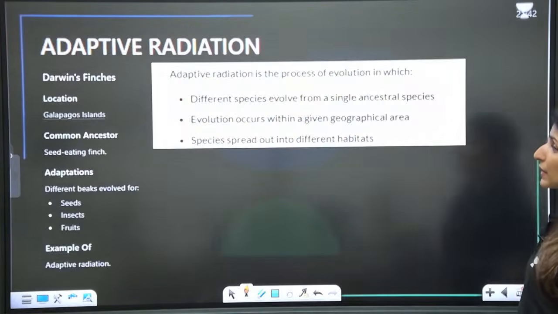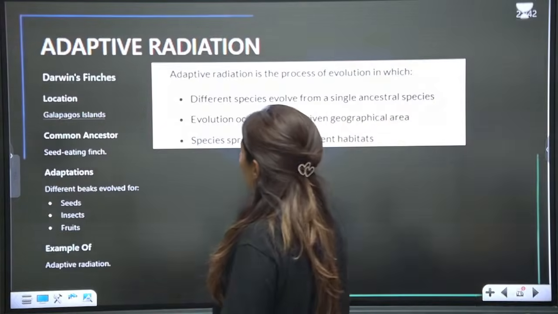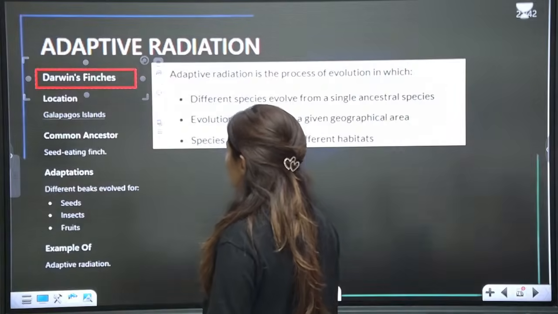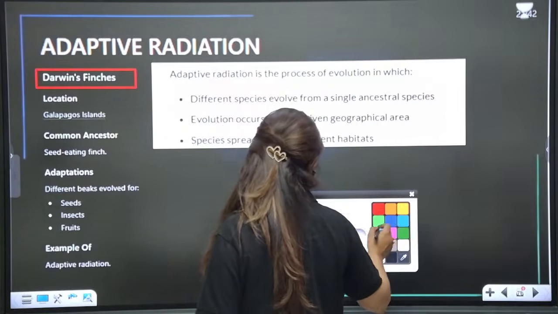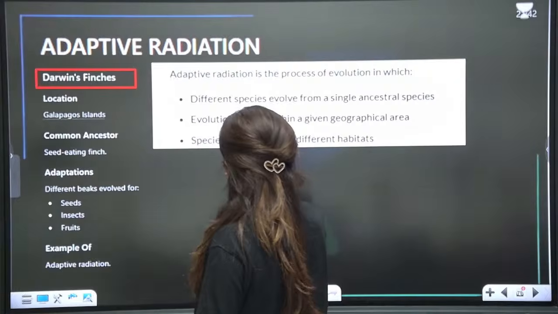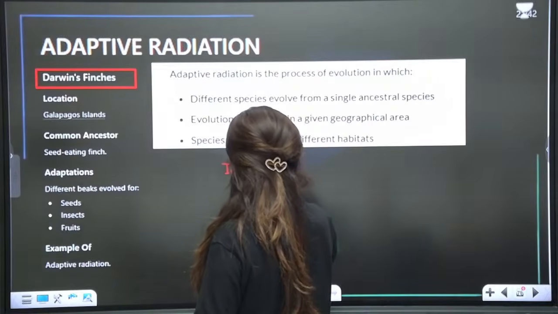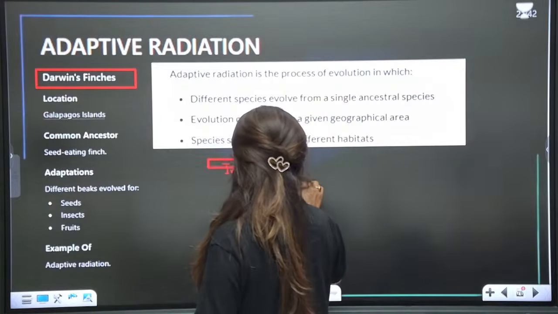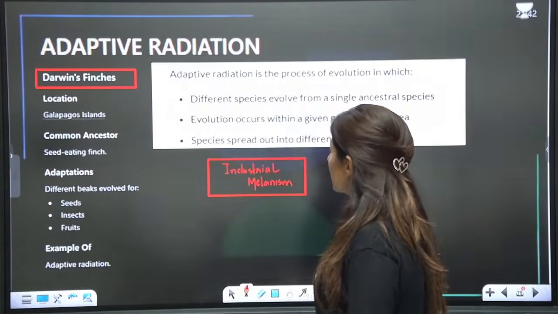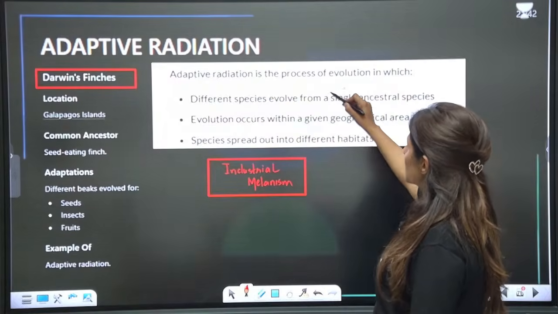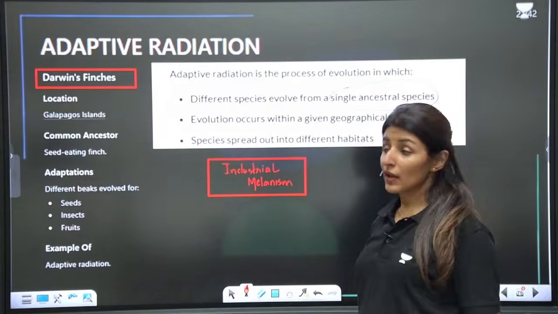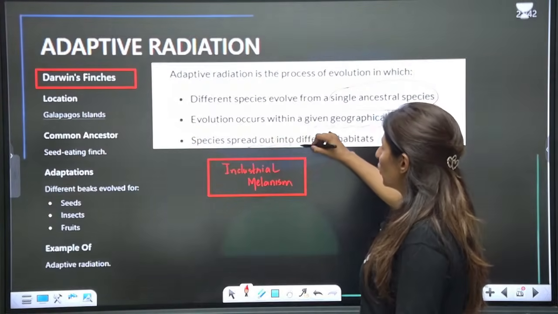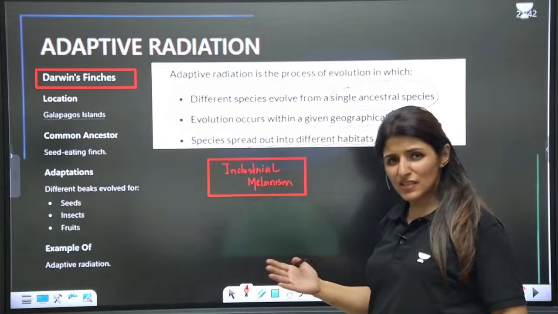Please tell me these points are clear. Right? Then moving on to adaptive radiation, Darwin's finches is one example. Next case is industrial melanism seen in moths. That is also an example of adaptive radiation. First of all, what is adaptive radiation? In which different species evolve from a single ancestral species. Why? Because in a given geographical area they move to the different habitats. That is called branching descent actually.